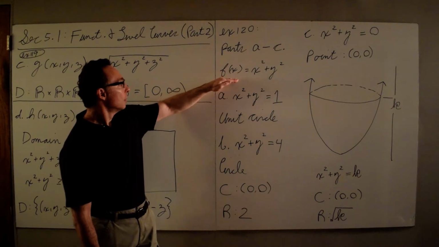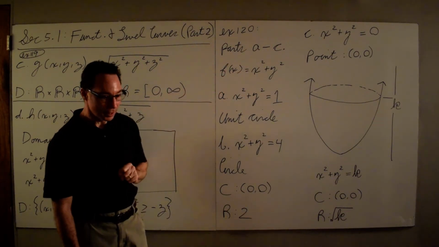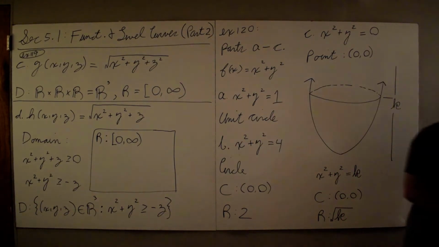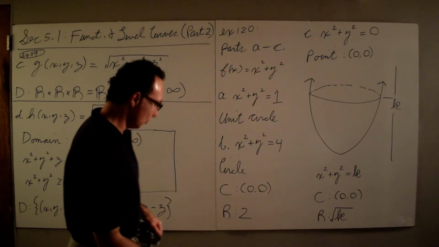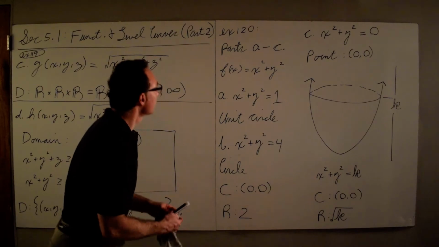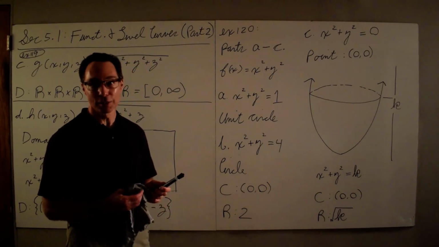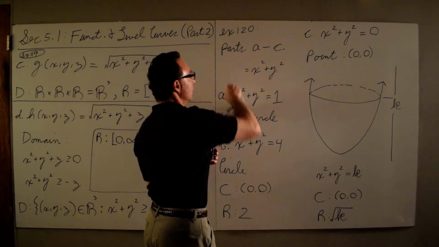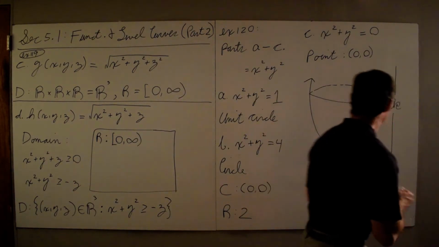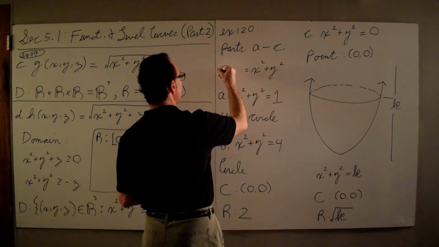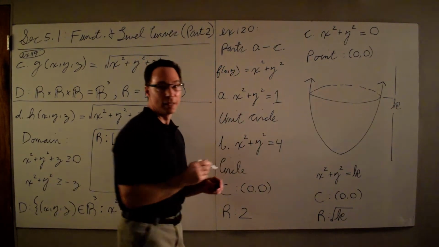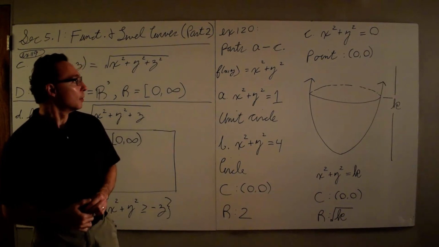So for, let's see, this is f of x, y, z. I'm sorry, I had a typo there. And I'm just going to fix that. So it is not f of x is x squared plus y squared. This should be f of x, y is x squared plus y squared.